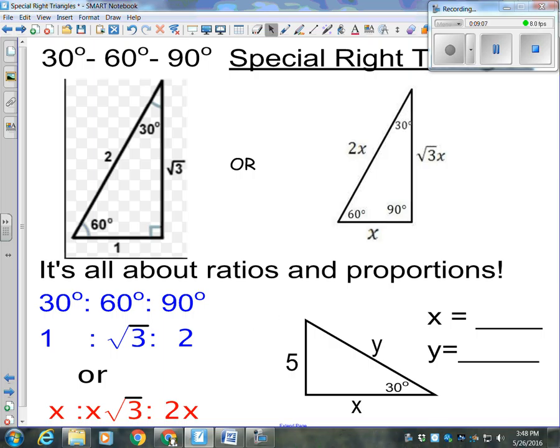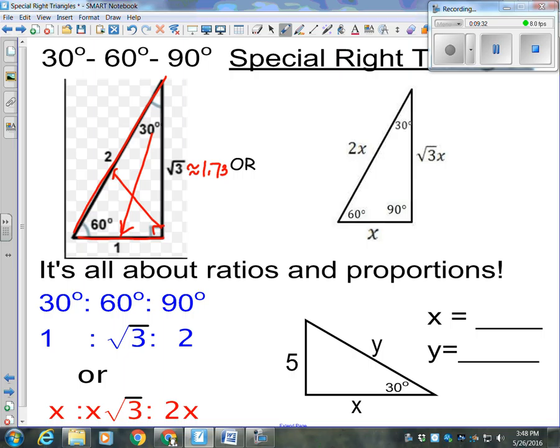So, again, the smallest side in the triangle is across from a 30-degree angle. The biggest side in a triangle is across from the biggest angle. Those two sides, one is twice as big as the other. The third side is, if you put square root of 3 in your calculator, approximately 1.7. I think it's 1.73, but it's about 1.7.